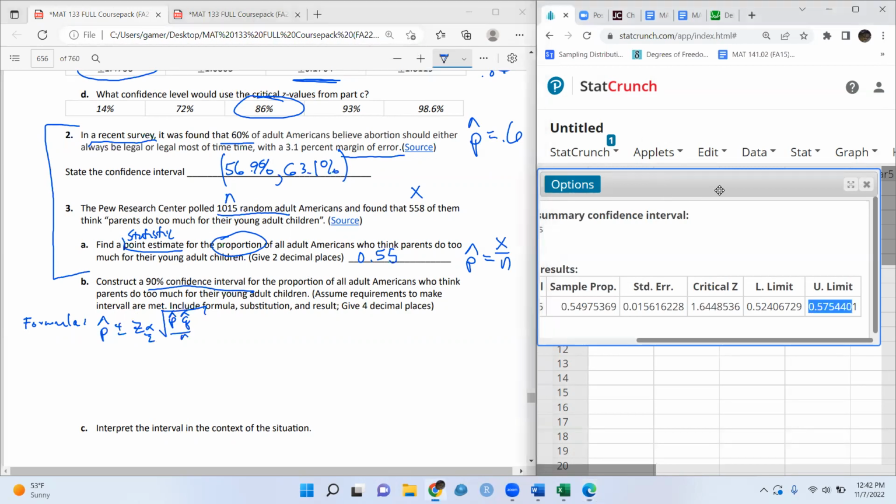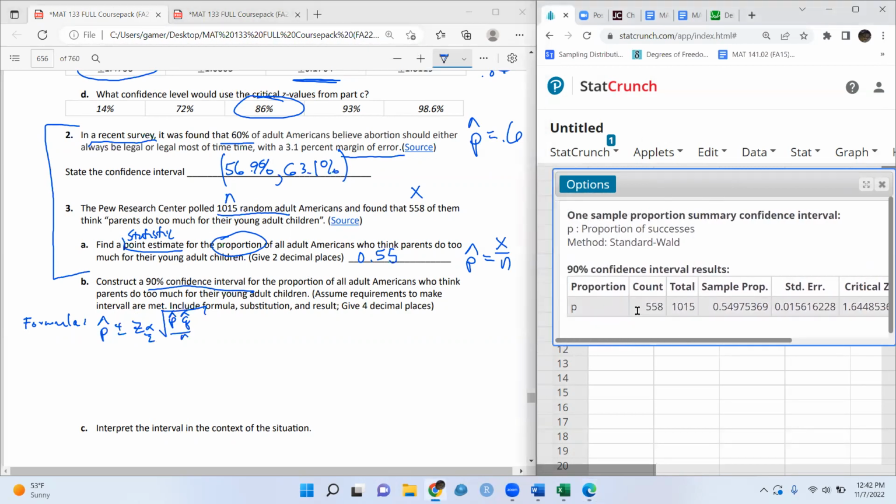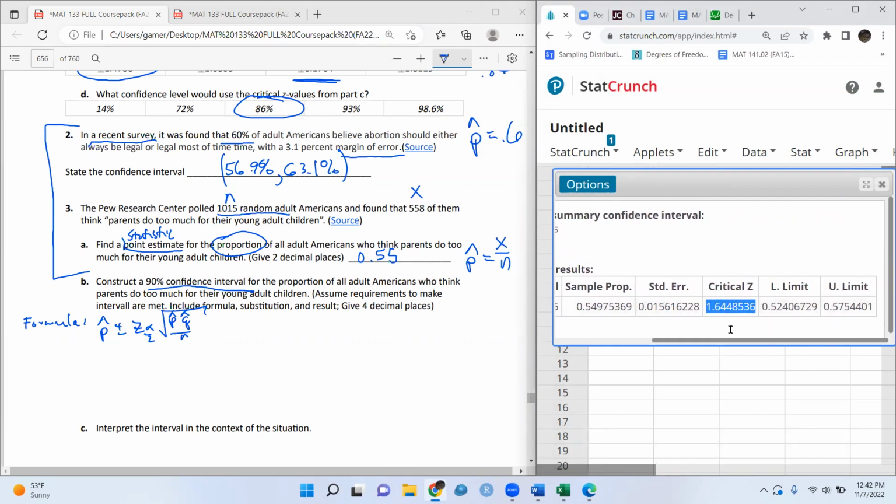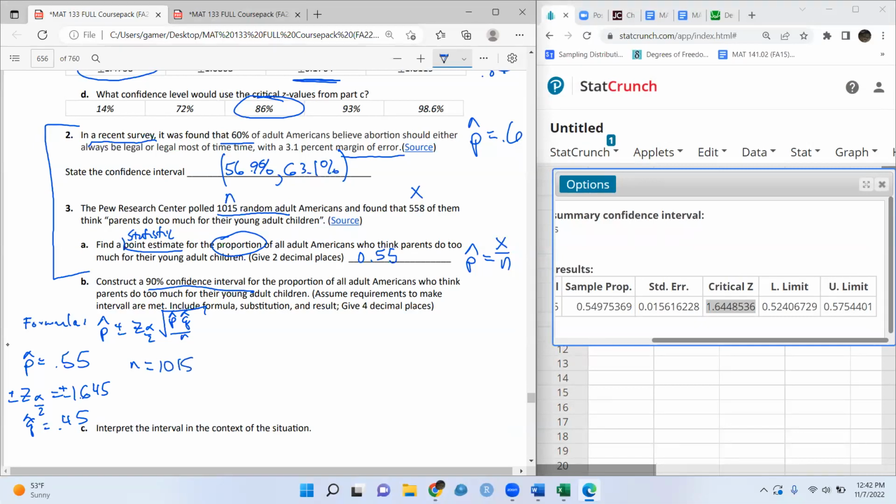Now, if you look at what StatCrunch needed, we needed the x and the n. So let's write out the things that the formula needs. p hat, z alpha divided by 2, which I'm getting from right here, 1.645, plus or minus q hat, 0.45, in 1015. That's the substitution part.